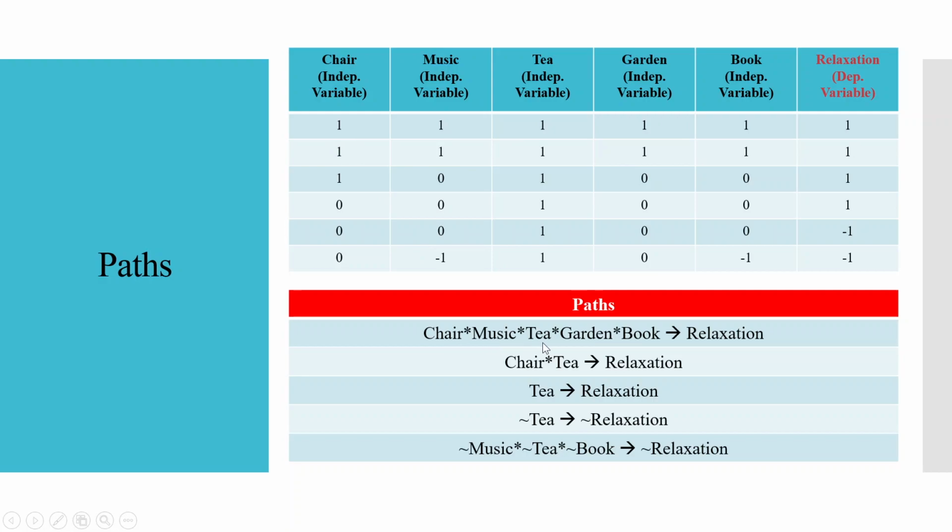Chair, music, tea, garden, book. For some people, this path is necessary to get the relaxation. All 5 are necessary. For some, the chair and tea combination is necessary for the relaxation. For some of them, only tea is necessary for the relaxation. In some cases, the absence of tea leads to the absence of relaxation. In some cases, the absence of music, absence of tea, and absence of book leads to the absence of relaxation.